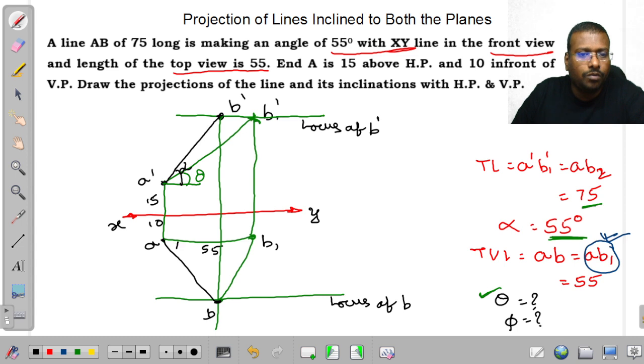Once you know B, then what do I have to do? Sir, with true length as radius, I know it is 75. With true length as radius and A as center, draw an arc here. This is your B2. Once you join A, B2 as a straight line, you are going to get this angle as phi. I got phi also. So am I right or not?